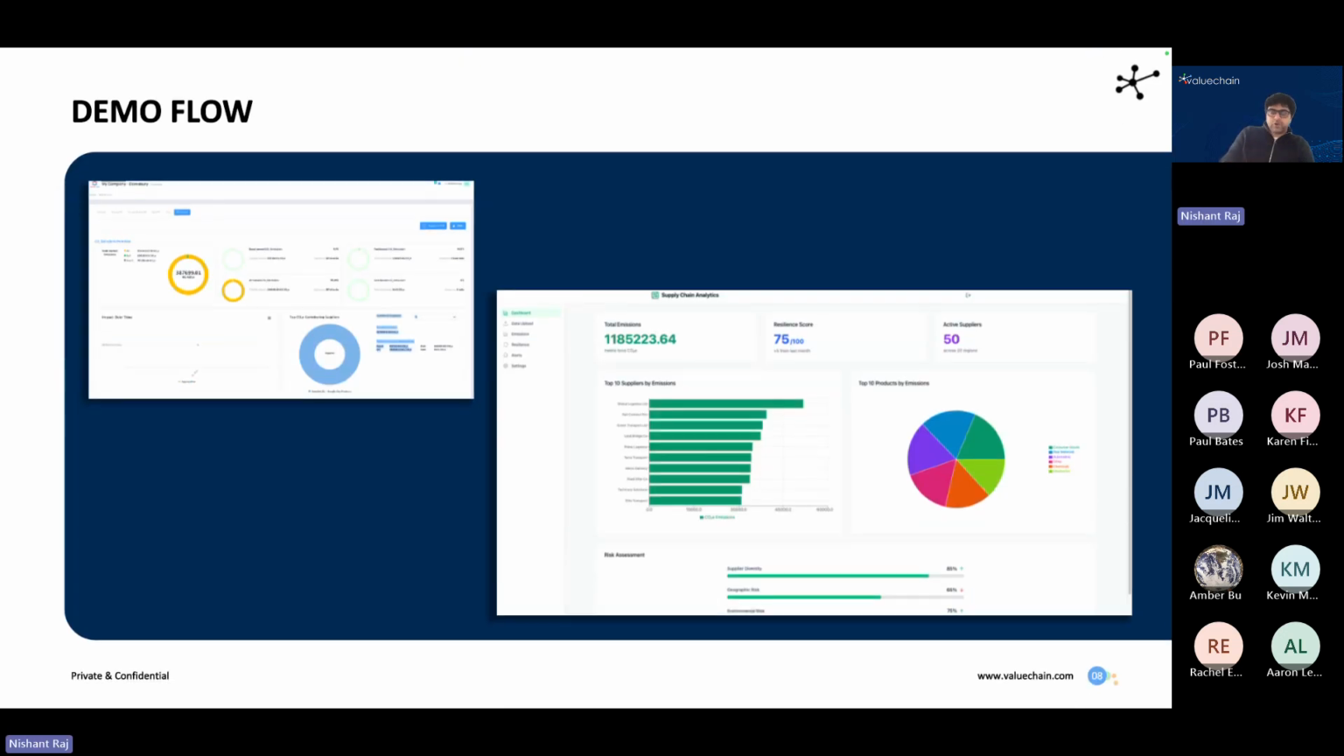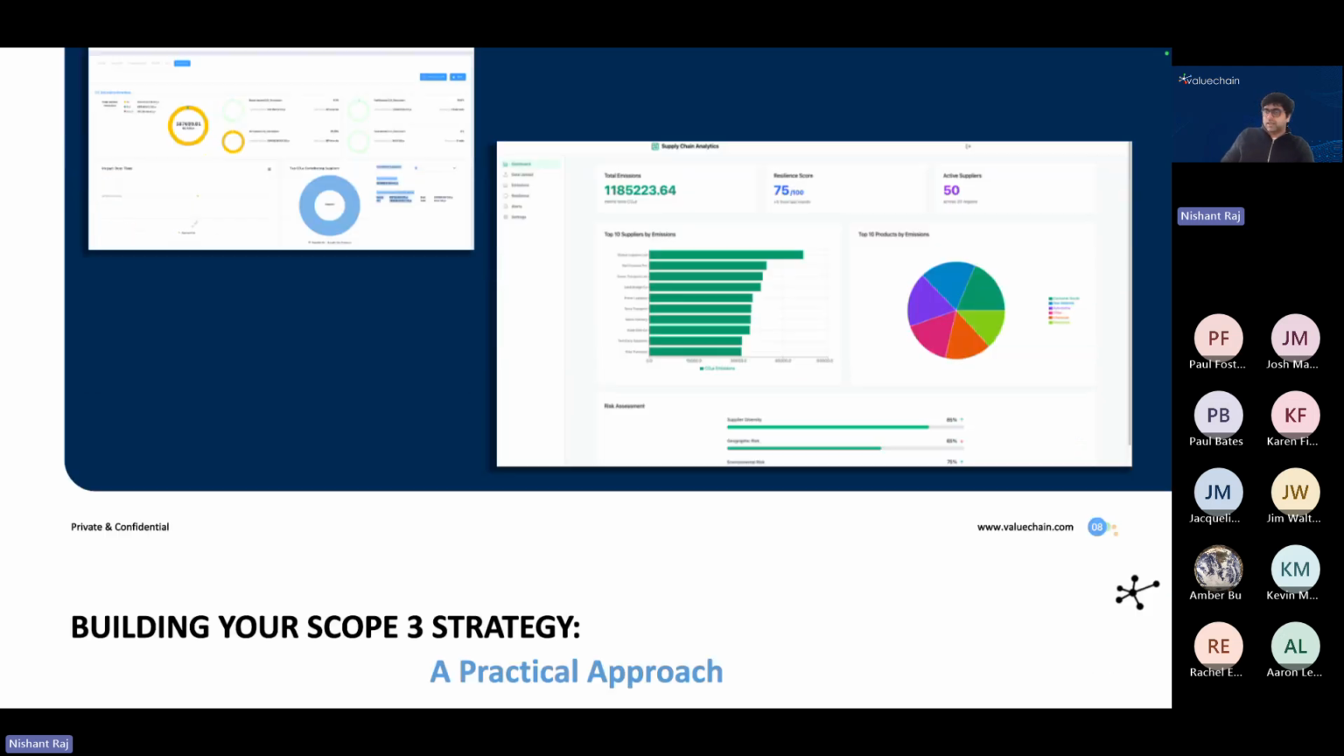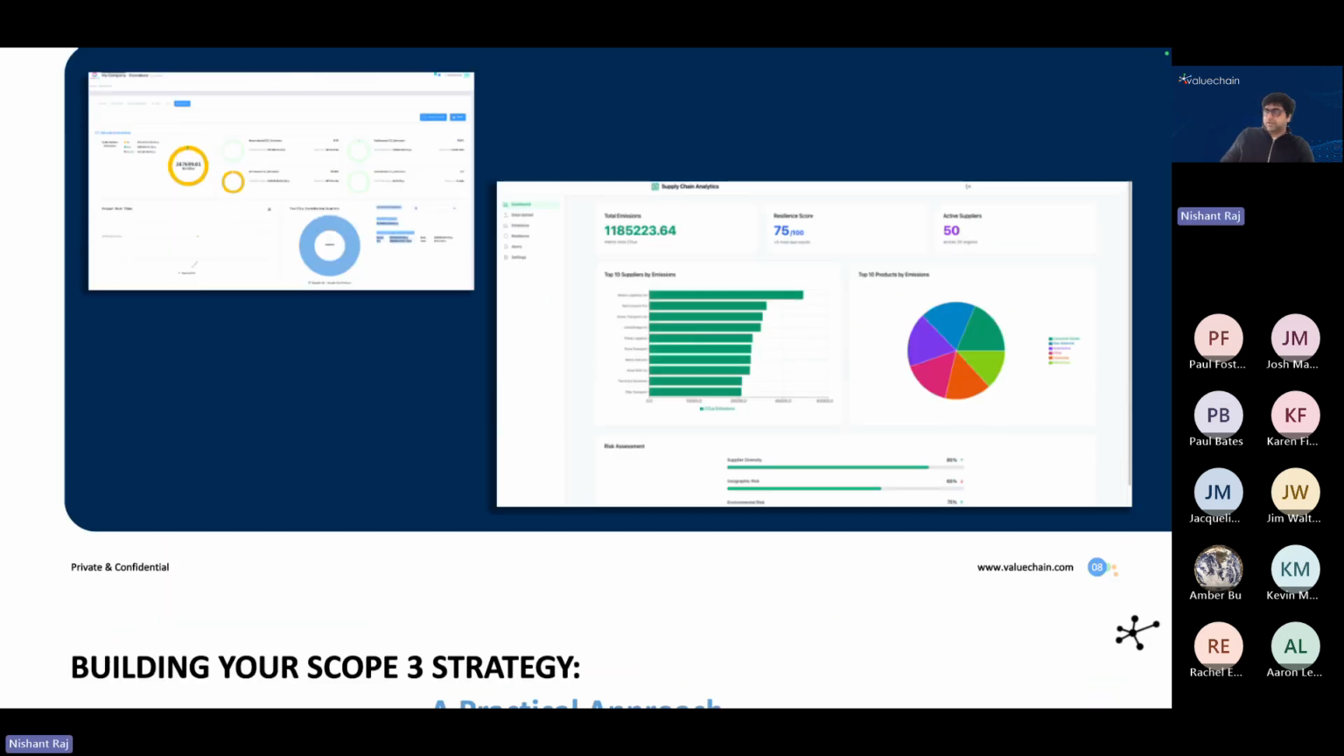So now I would like to switch to some key examples that we have across our own platforms, and a demo platform that anybody who's interested after the webinar can register for and use as a self-service tool to be able to see examples of their emissions. So let me switch.